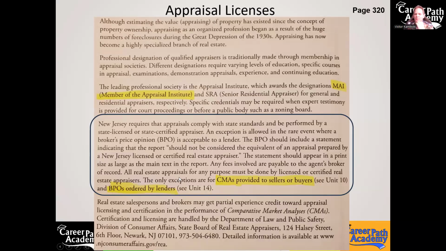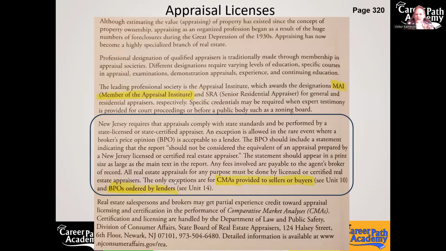So all real estate appraisals for any purpose must be done by licensed or certified real estate appraisers. The only exception is for a CMA provided to sellers or buyers when we're trying to help them determine the value of a property to sell it, to list it at, or for buyers, what kind of offer to make, or when BPOs are ordered by lenders. Okay.